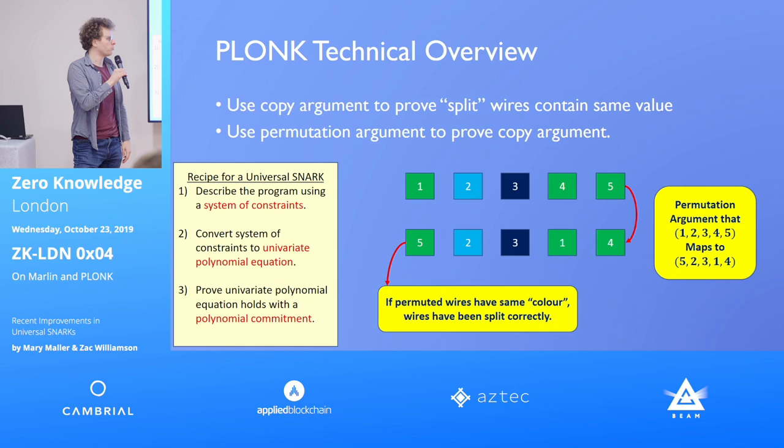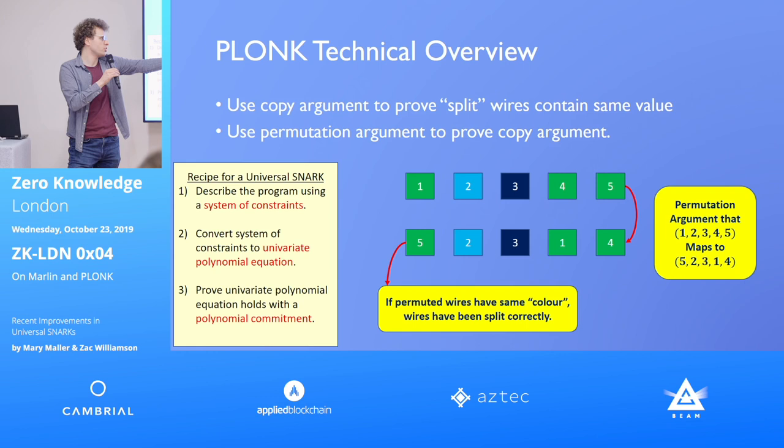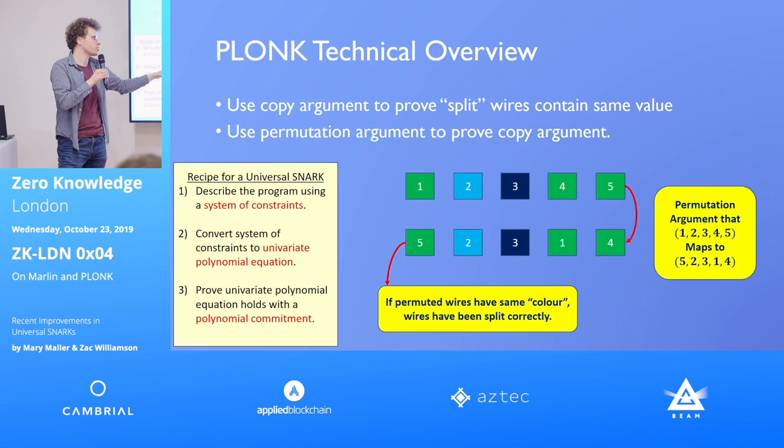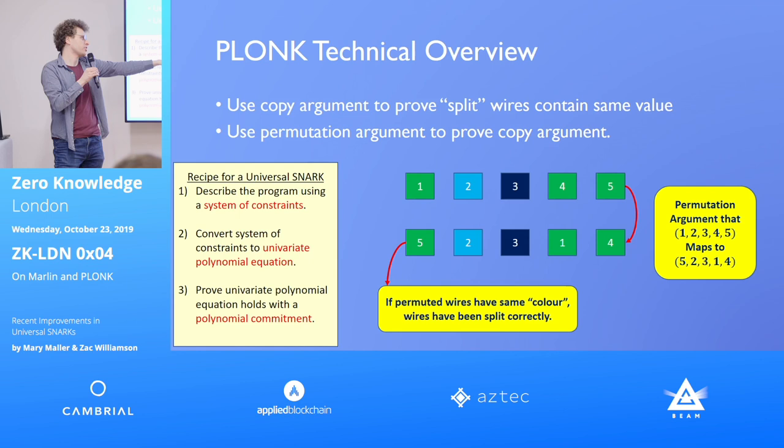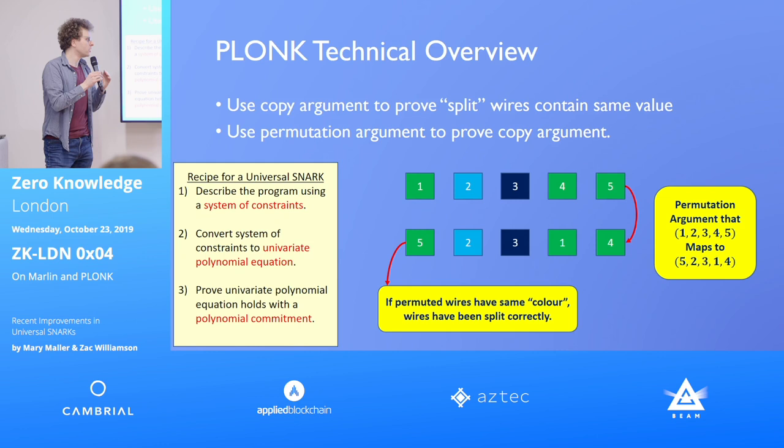Then you can define a permutation mapping. So if you map wire 1 to wire 5, wire 4 to wire 1, wire 5 to wire 4, and you then reorder your wire values according to this new permuted index, if they are the same, then it means that the wire values have been copied correctly, that wire values 1, 4, and 5 actually are identical to one another. And that's how we do our copy checks.